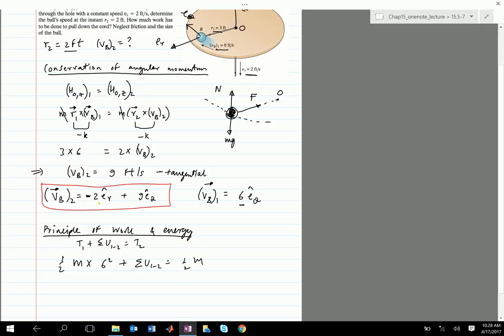So mass times velocity squared. You have to find the magnitude of VB2, which has two components, 2 and 9. So the magnitude squared is 2 squared plus 9 squared. That shouldn't be a square root; the magnitude of VB2 squared is 2 squared plus 9 squared. So everything there except U12 is known, and U12 is the work done.